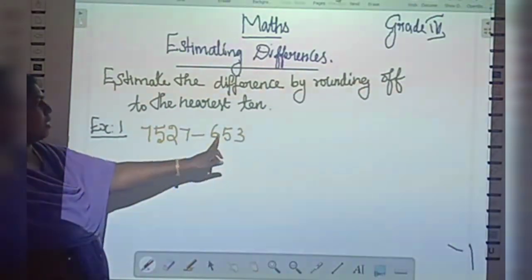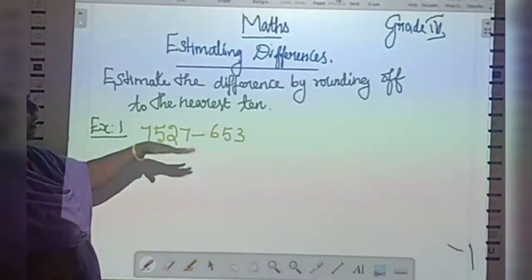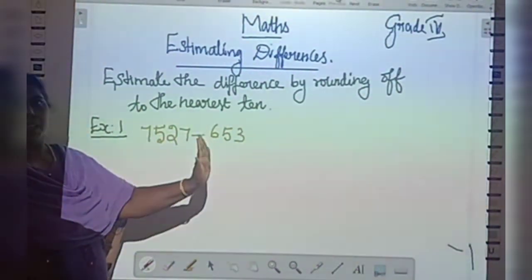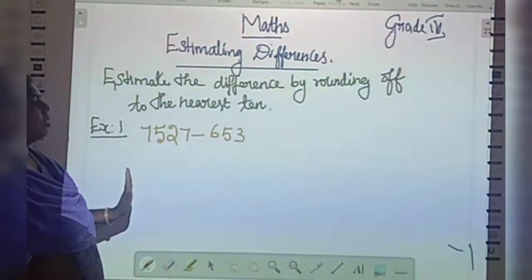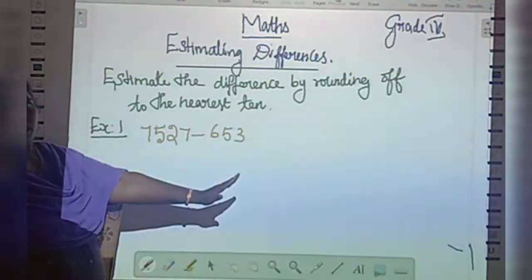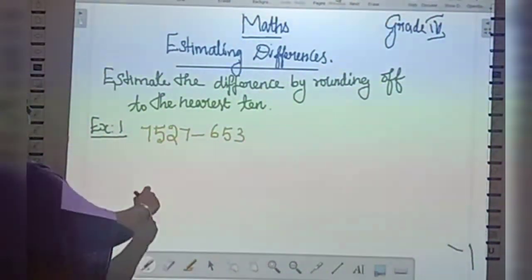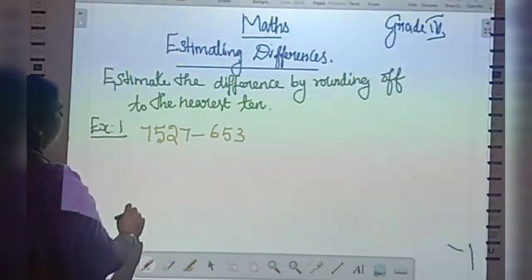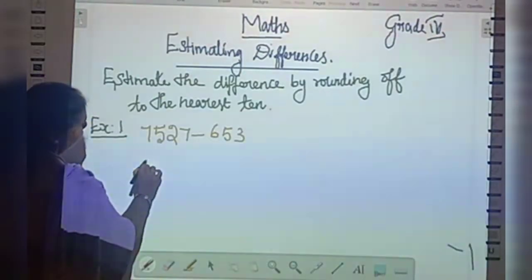7527 minus 653. In addition you learned actual sum and estimated sum. Like that, here also we are going to calculate first the actual difference and the estimated difference. How are we going to write? See, this is the actual difference.